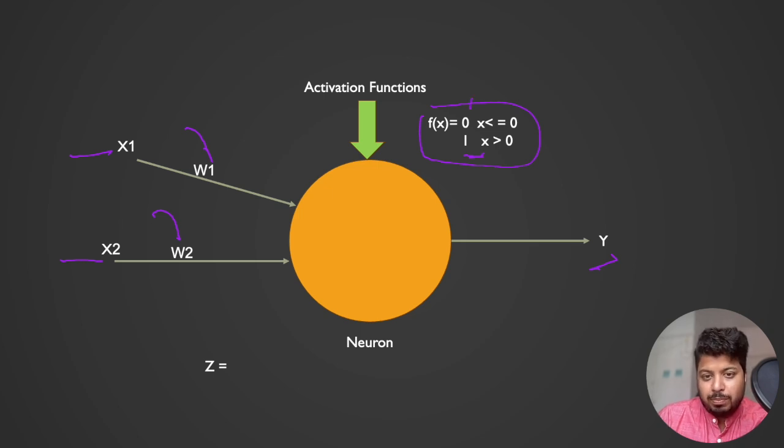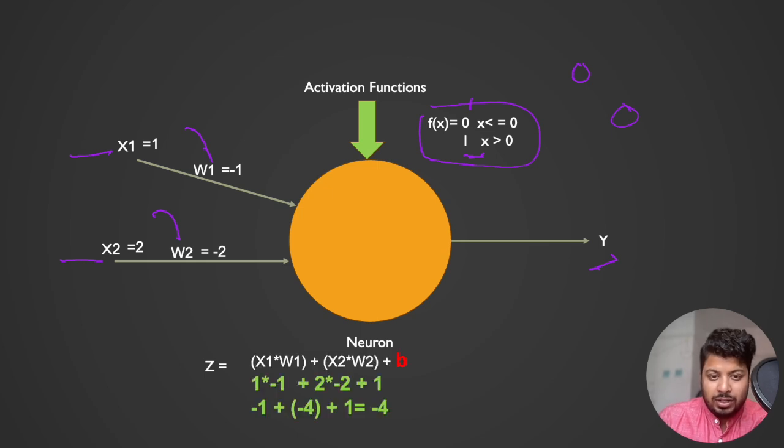So any number supplied to this function, if it is less than 0, the output will be 0. It's pretty simple. Now let's assume x1 is equal to 1, the weight w1 is equal to -1, and x2 is equal to 2 and weight w2 is equal to -2. Let's calculate our z. Mathematically it's pretty simple. z is equal to x1 times w1 plus x2 times w2. You just have to multiply the weights and inputs, plus we are adding a bias. Let's assume our bias is equal to 1 here. So the output here will be -4.